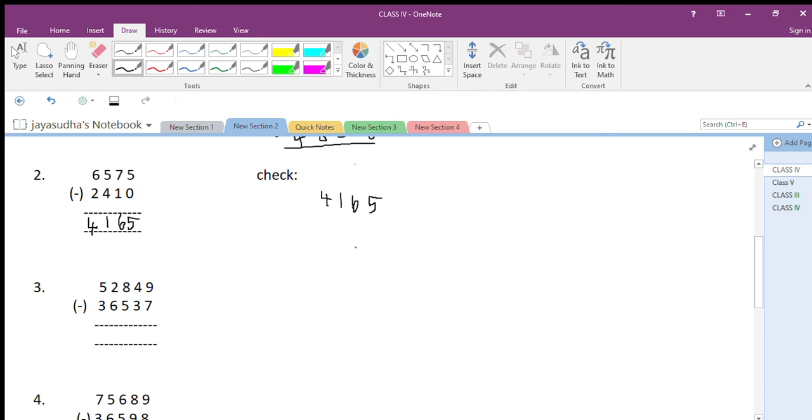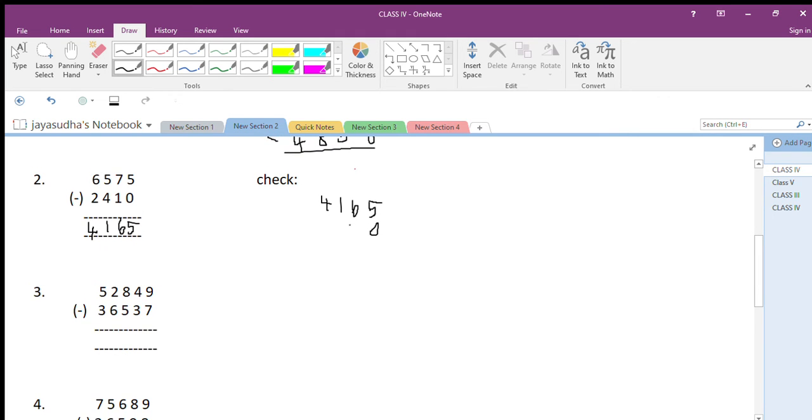What is here in the second row? Ones place 0, tens place 1, hundreds place 4. What is in the thousands place? 2. Now you want to add.